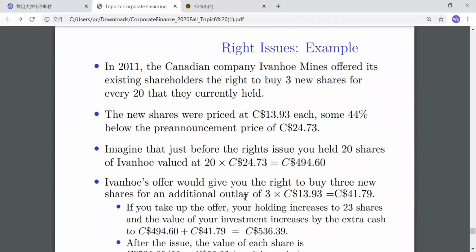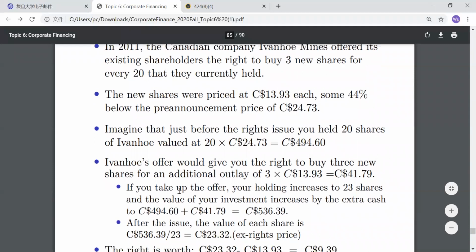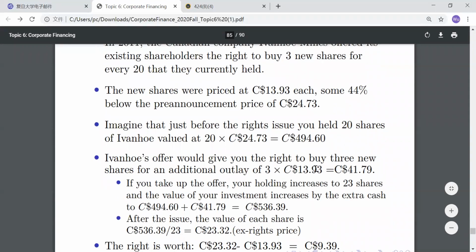In 2011, this company offered its existing shareholders the right to buy 3 shares for every 20 that they currently held, right? And the new shares were priced at 13.93 each, and the current price is 24.93, right? Now let's imagine that just before the rights issue, you held 20 shares of the stock. So that would be 494.6. This offer will give you the right to buy 3 new shares, because every 20, you're going to buy 3 new shares, right? That's 3 times 13.93, because this is the price of the new shares.